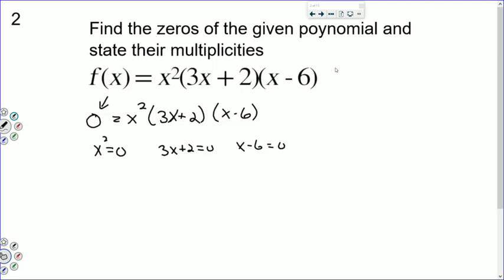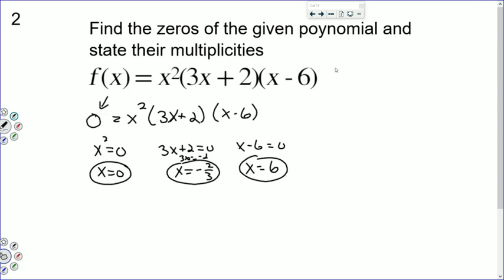All right? x squared could be 0, so take the square root of both sides. Square root of 0 is still 0. So x could be 0. If we subtract 2 and divide by 3, we get 3x equals negative 2, so x equals negative 2/3. And then we could also solve this guy for x, so we get x equals positive 6. So these are all of our zeros of our function.